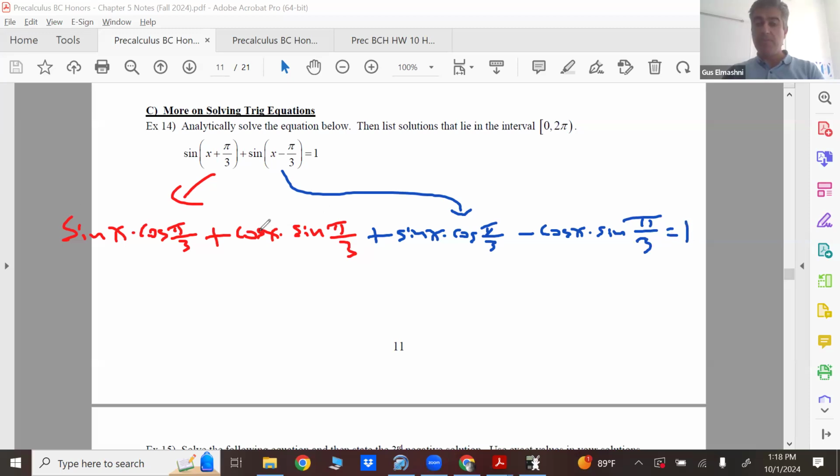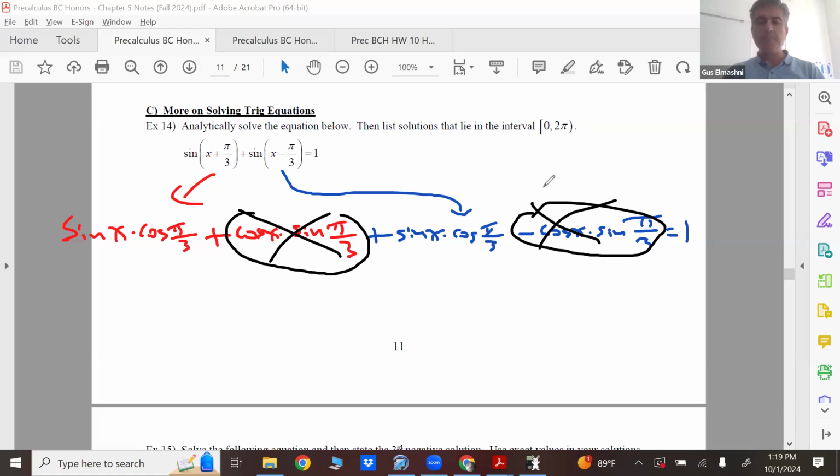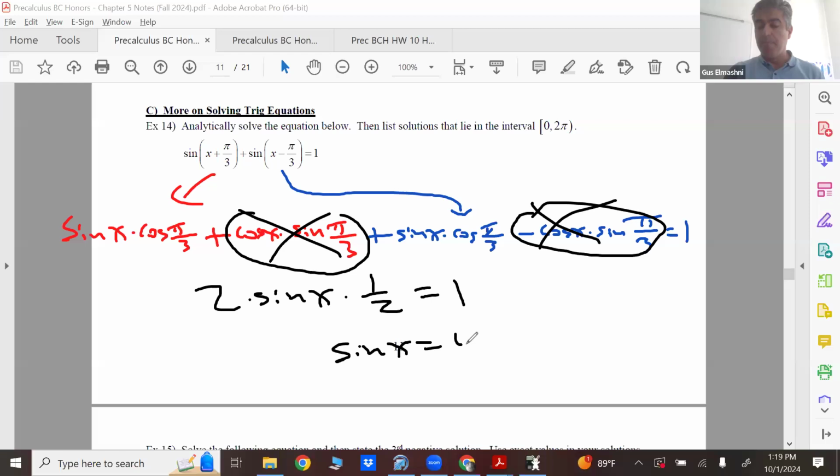What cancels out? Yeah, those just go away, right? So you wind up getting 2 sine x times 1/2, or sine x equals 1, because remember, cosine pi over 3 is 1/2, and you have 2 of them. So x is going to equal pi over 2.